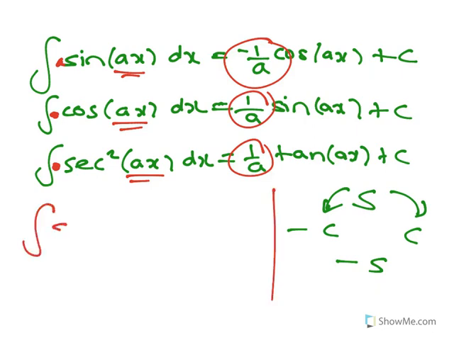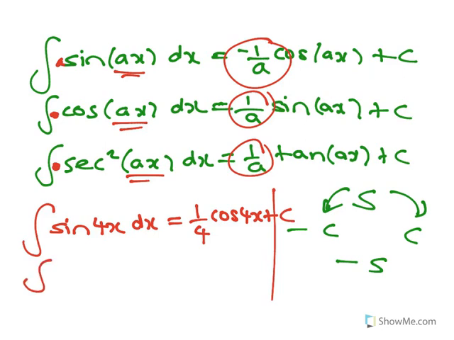So for an example, if you want to integrate sine 4x dx, it'd be 1 on a, which is 1 on 4, cos 4x plus c. The integral of sec squared 3x dx, there'd be 1 on 3 tan 3x plus c.